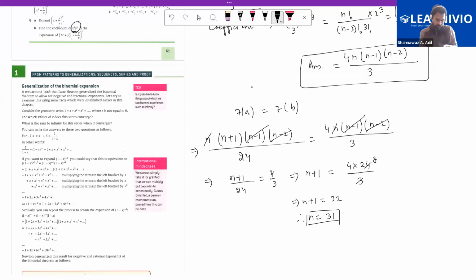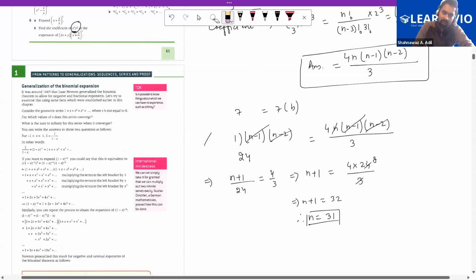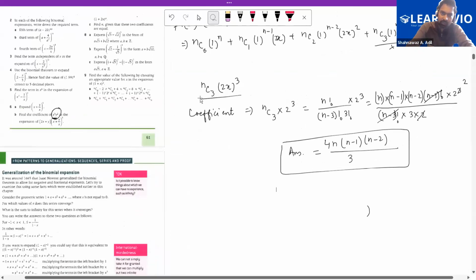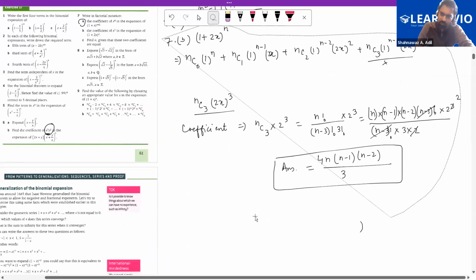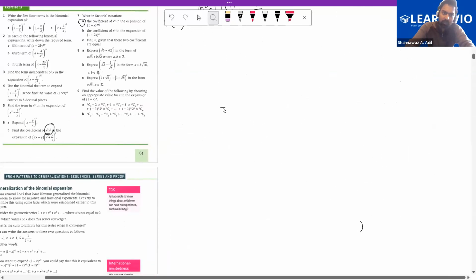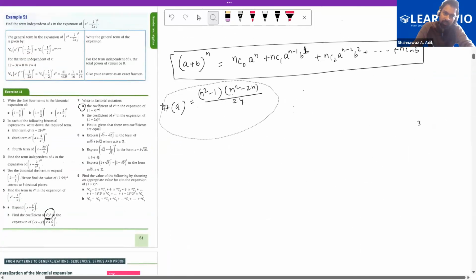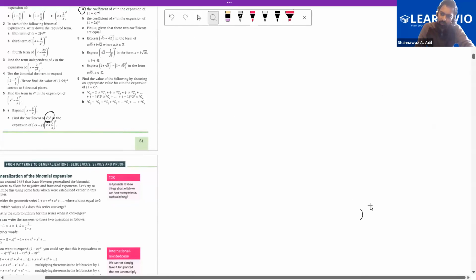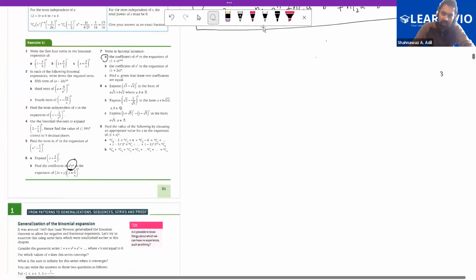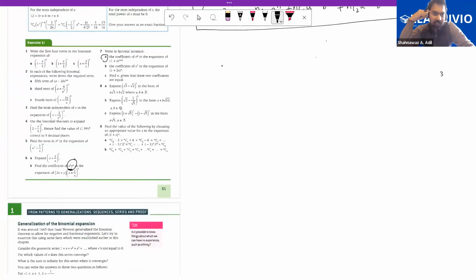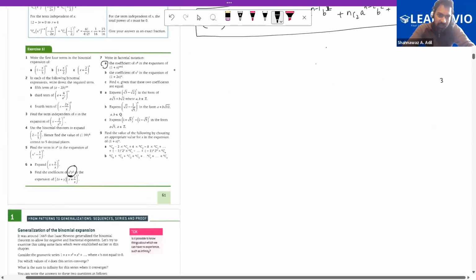Yeah, then. Okay, so now let us do the next question, right? Okay, so what is the next question? Express this in the form of a root 3 plus b root 2, where a and b belong to the integers, right? Yeah, so let us express these things, right?